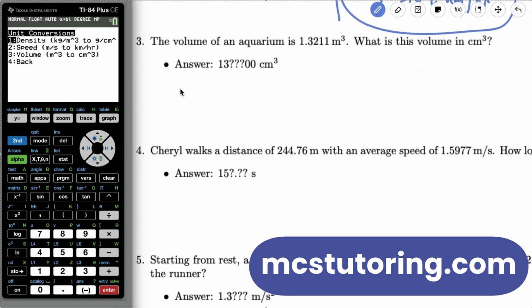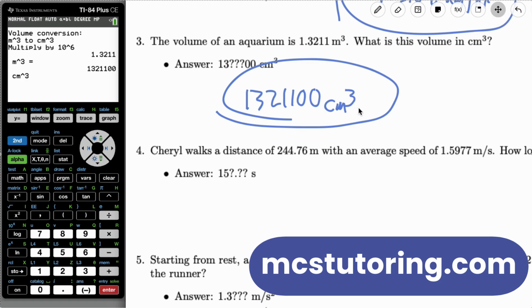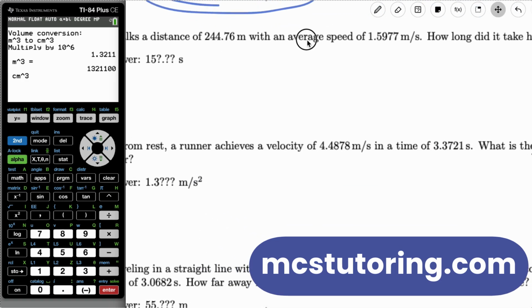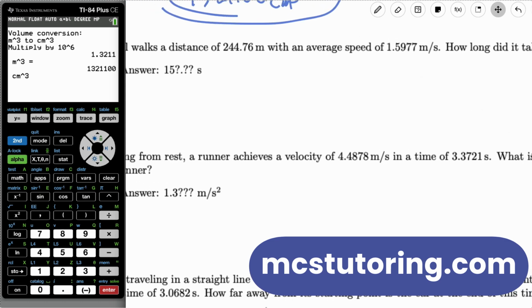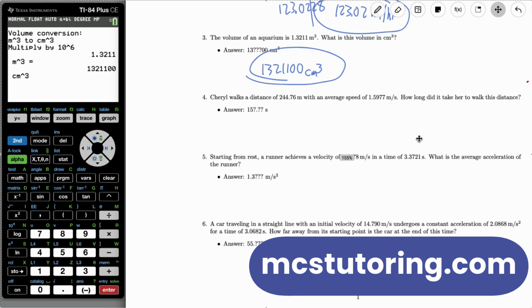Okay, so next one. We got a volume conversion. I know this is number 3. It's going to be meters cubed to centimeters cubed. So the volume is 1.3211 meters cubed, and it goes to 13.21100. And I think, okay, that's all we wanted. So centimeters cubed, everyone's happy. And I like to circle the answer so professors or teachers or instructors know what's going on. Okay, that was pretty fast.